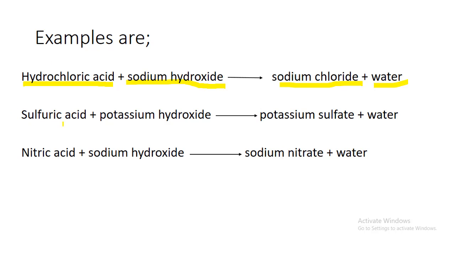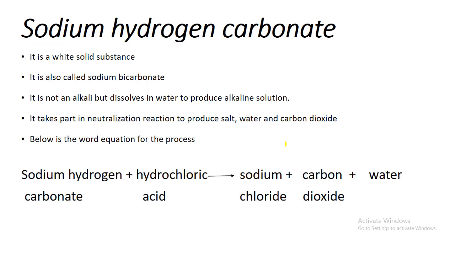Another example is sulfuric acid reacting with potassium hydroxide. The products are potassium sulfate and water. This sulfate comes from the word sulfuric acid. And the last one has nitric acid reacting with sodium hydroxide, forming sodium nitrate plus water.